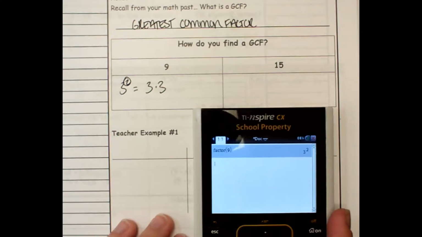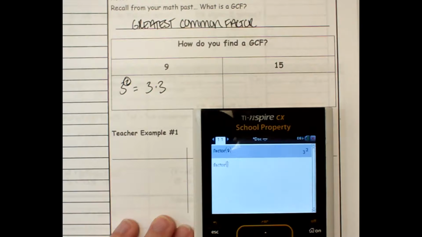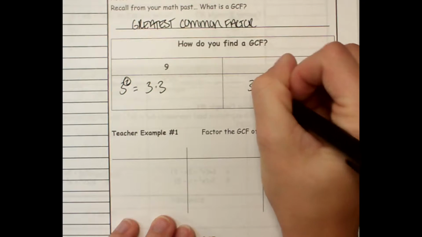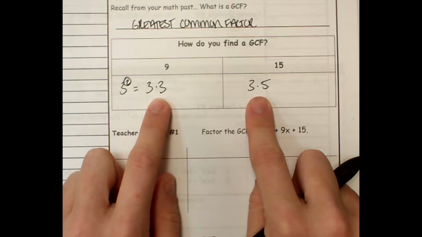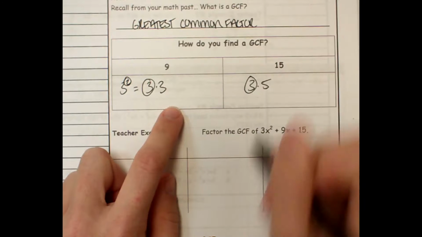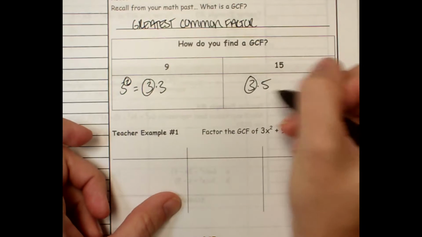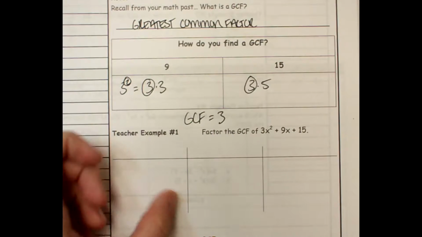So let's do the same thing, but for 15. So menu, number, factor, and this time we'll type in 15 and then press enter. And in this case, we get 3 times 5. So if we look, these are our factors. We have to compare what appears more than once. So in this case, we have a 3 and a 3. So our GCF is going to be 3 for 9 and 15.